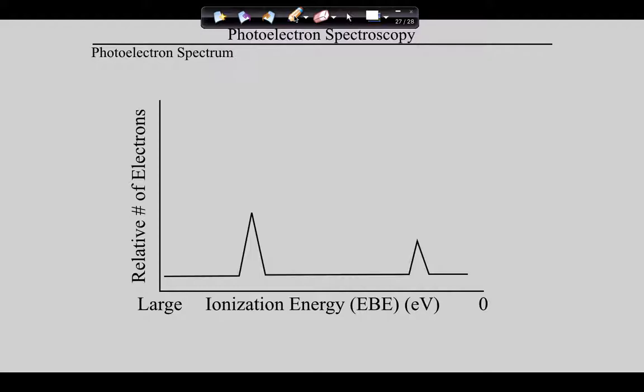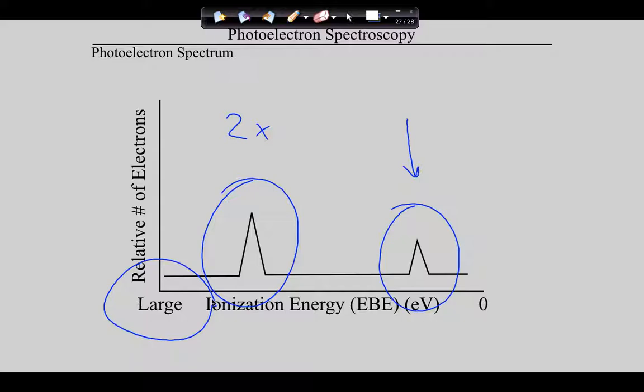So guys, how many different energy levels do we have electrons coming out of? 2. 1 and 2. Now, do these 2 energy levels contain the same number of electrons? No. This one's got 2 times more than this one. Now, which one of these is more tightly bound? The one on the left or the one on the right? The one on the left is more tightly bound because it took a larger amount of energy to pull the electrons off.